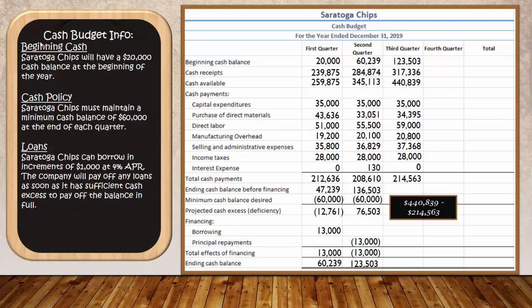To figure out our ending cash balance before financing, we take the total cash available in the third quarter of $440,839, and we subtract from it the amount of cash payments we made, which was $214,563. We come up with $226,276 in ending cash before financing. If we subtract from that our minimum cash balance of $60,000, we figure out that we have a projected cash excess at the end of the third quarter of $166,276. We have no outstanding loans, so we can skip the financing section entirely and just bring down our ending cash balance, which is $226,276.